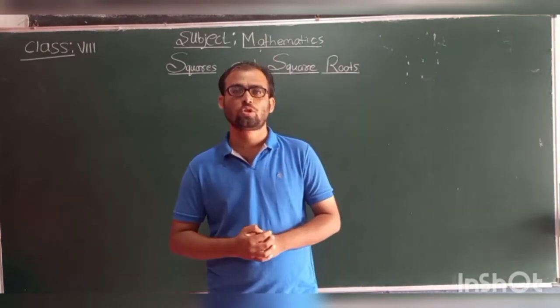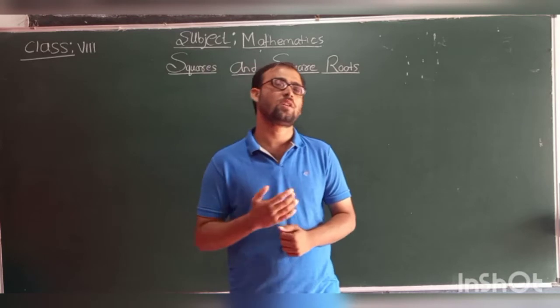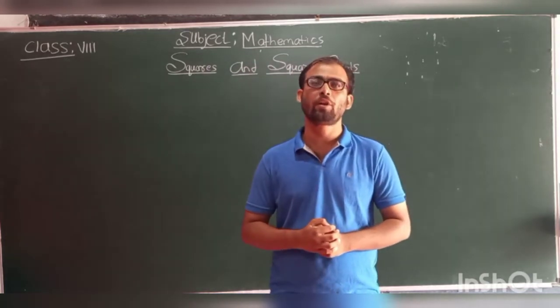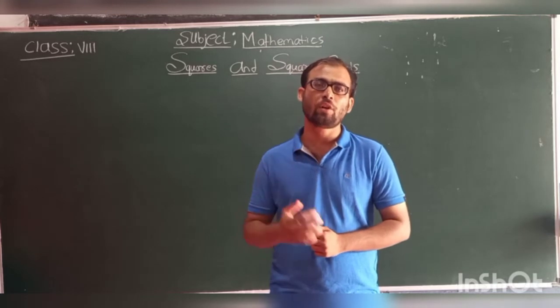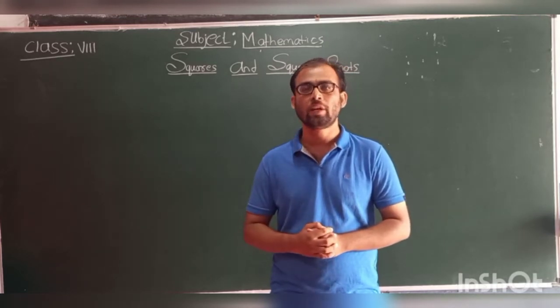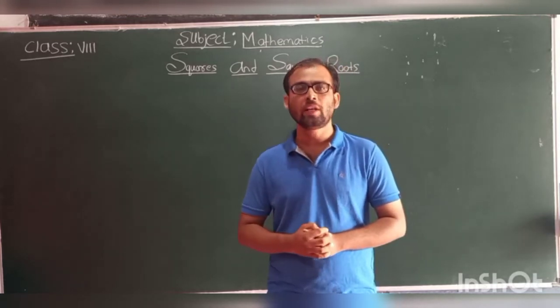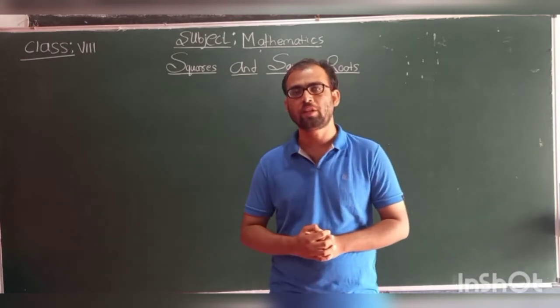Students, in this session we will discuss how to find the square root of a number using two methods. The first one is finding the square root of a number through repeated subtraction, and the next one is finding the square root of a number through prime factorization.